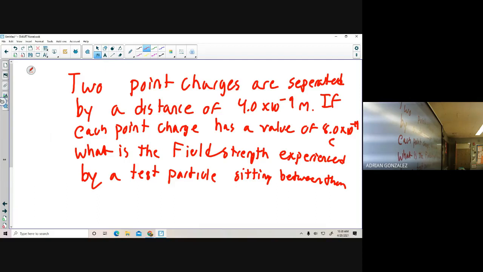What do we do first? Wait, that says 10 to the negative 19? Yes. Sorry, my handwriting isn't great. What do we do first? Key, we always do a key. Does everybody have a question? Are we good? Okay. Let's make our key.